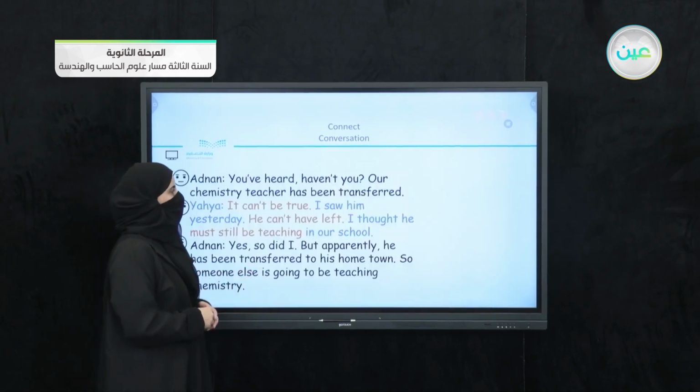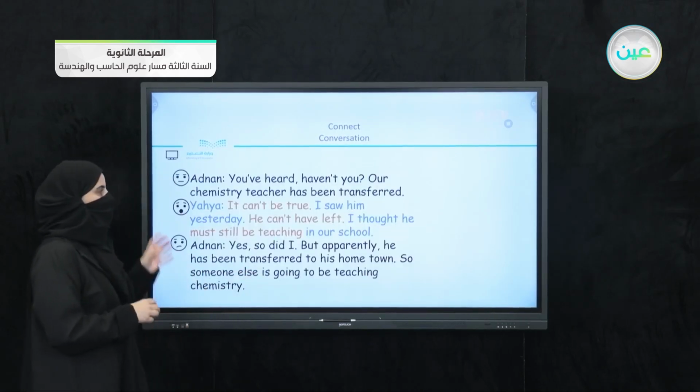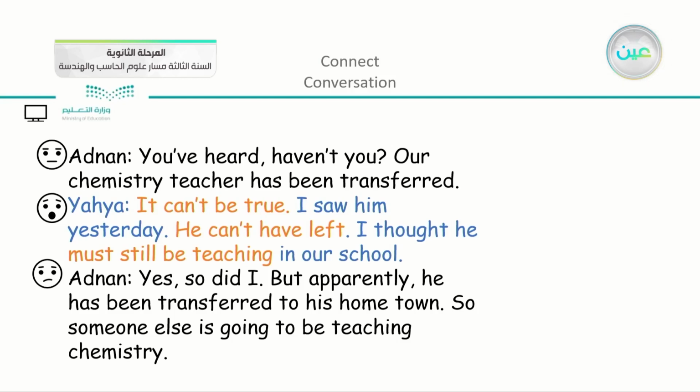Now what are the phrases that we have here? You can see that I turned some of the sentences to another color. Let's just read together. We have here, it can't be true. We have here the modal can't. He can't have left. He must still be teaching. So these are deduction phrases using can and must.